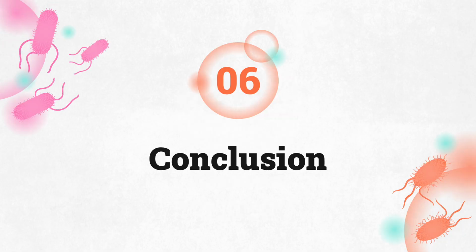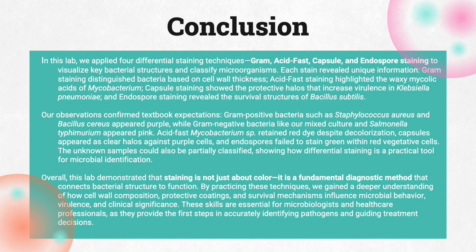Now moving on to our conclusion. So in conclusion, in this lab, we applied 4 differential staining techniques: gram, acid-fast, capsule, and endospore staining to visualize key bacterial structures and classify microorganisms. Each stain revealed unique information. Gram staining distinguished bacteria based on cell wall thickness. Acid-fast staining highlighted the waxy mycolic acids of Mycobacterium. Capsule staining showed the protective halos that increase virulence of K. pneumoniae, and endospore staining revealed the survival structures of Bacillus subtilis.